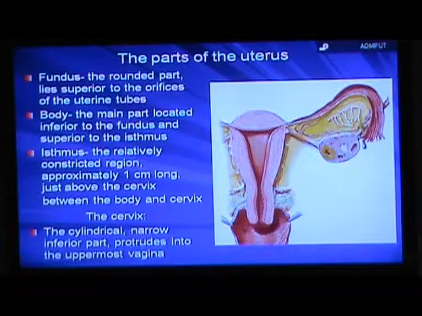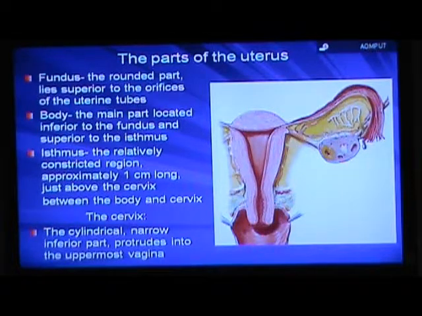So, here the fundus is the place for the fertilized egg. The body is the main part which is located inferior to the fundus and superior to the isthmus. The isthmus is the relatively constricted region, approximately 1 centimeter long, just above the cervix, between the body and cervix.